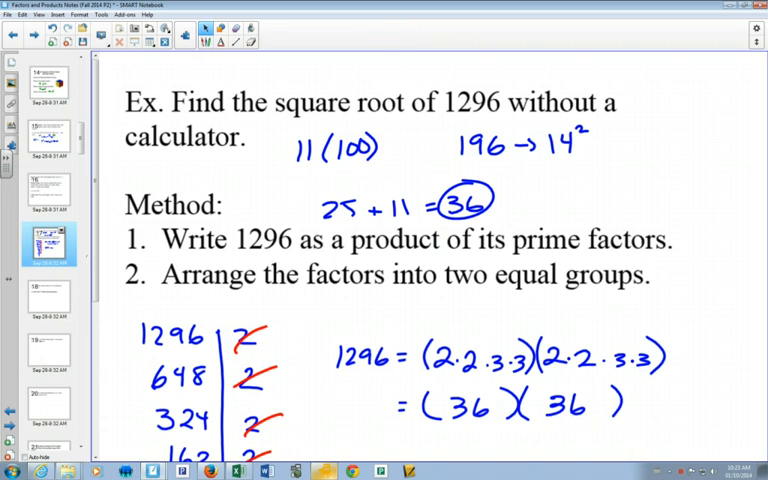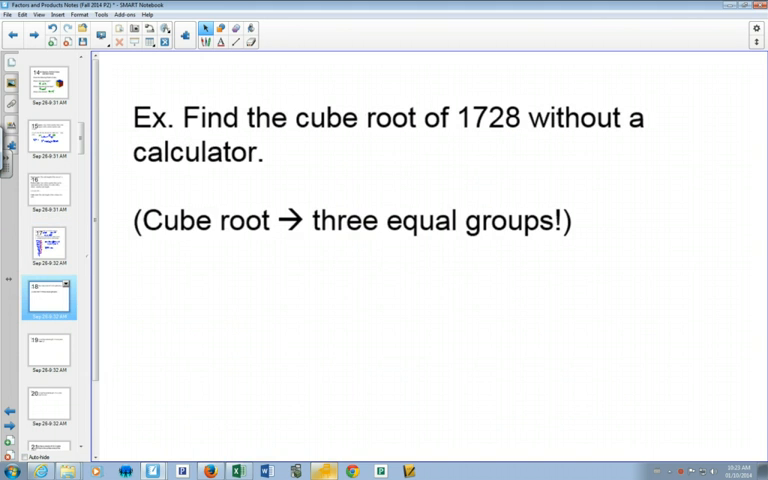Watching that, you shouldn't be able to understand that yet. That takes some time to practice, to play with numbers. But that's fun. I love playing with numbers. Okay, another example. Find the cube root without a calculator.